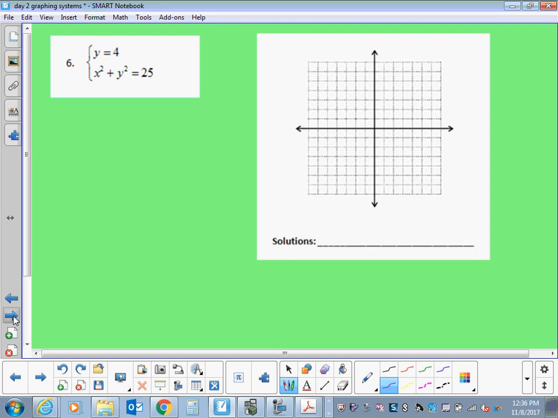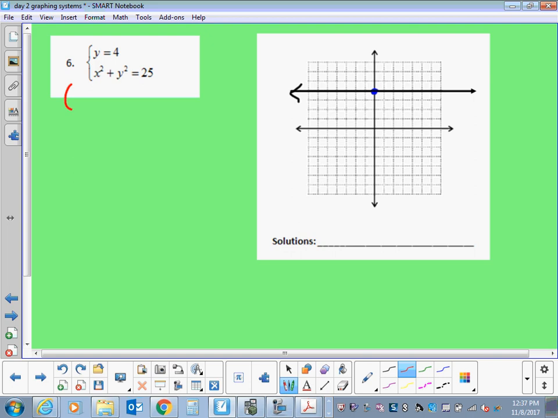My y is positive 4. 1, 2, 3, 4. We put a dot there. And then you're going to draw a horizontal line because it is y equals 4. For the circle, you could solve for y if you wanted to because it is not in y equals, but that's going to be more difficult.